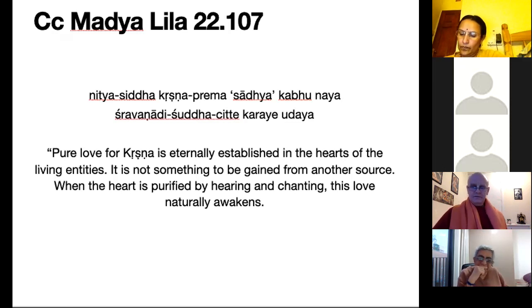But have we forgotten it? For millions of years, the jiva has had their face turned away from Krishna and has embraced matter. And so therefore it takes some digging out.